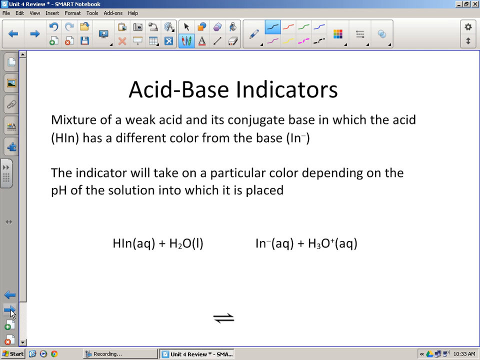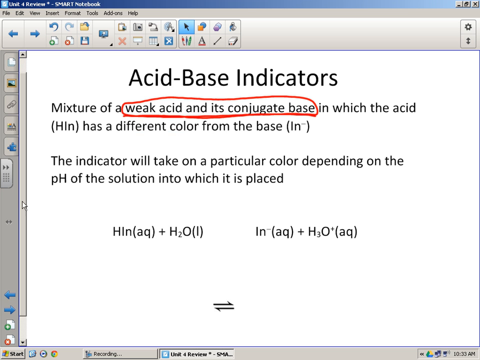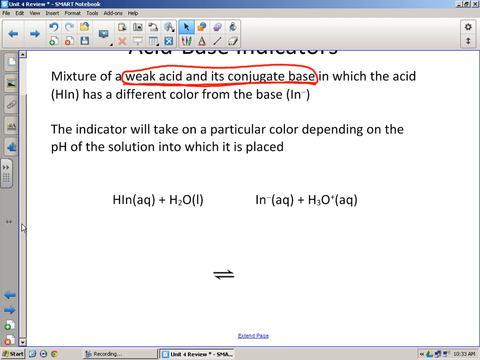Alrighty. Acid-base indicators. Mixture of a weak acid. One key important thing here, it's a weak acid and its conjugate base. It has to be weak. If it's strong, you can eliminate those right away. In which the acid HIn has a different color from the base In minus. The indicator will take on a particular color depending on the pH of the solution into which it's placed.